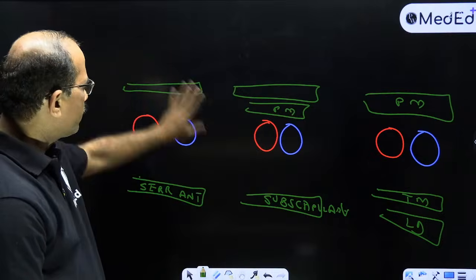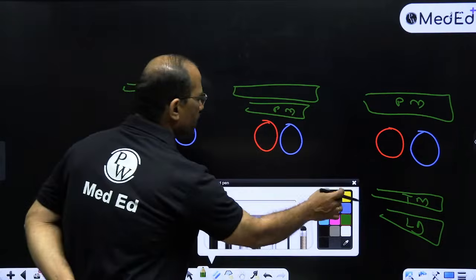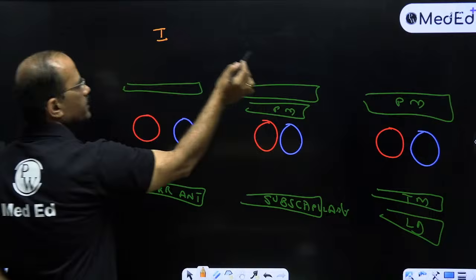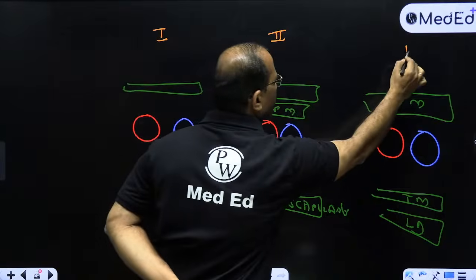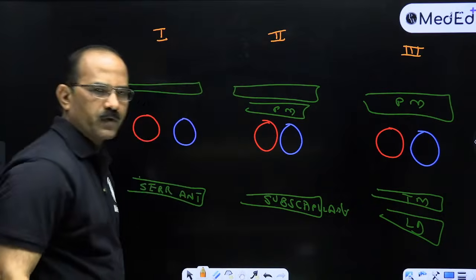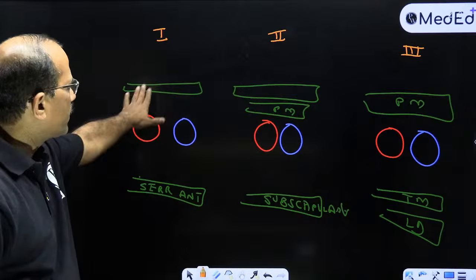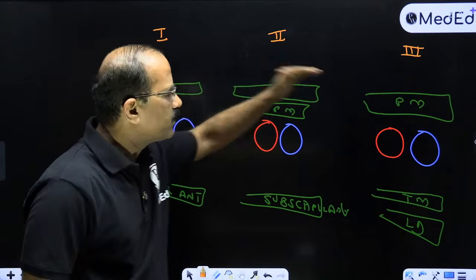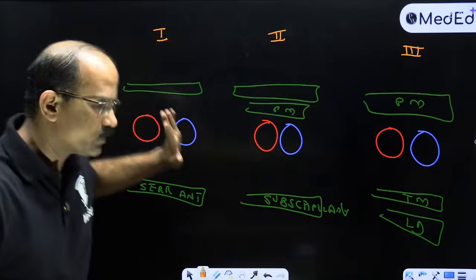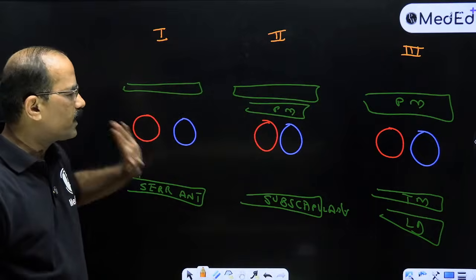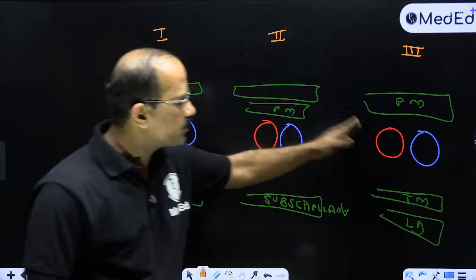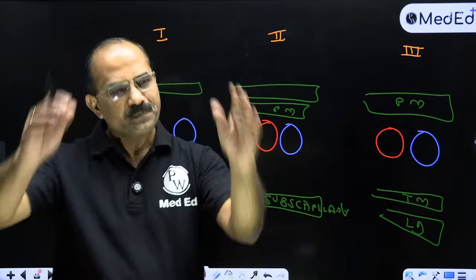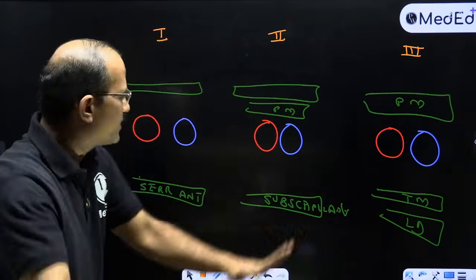Okay, so I've drawn this, this is the first part. Easy. First part, second part and third part of the axillary artery. So in the first part pectoralis major, in the second part pectoralis major and minor, in the third part pectoralis major, as anterior relations. Posterior relations: first part serratus anterior, second part subscapularis, third part teres major, latissimus dorsi. Fine. Now students, look at this.